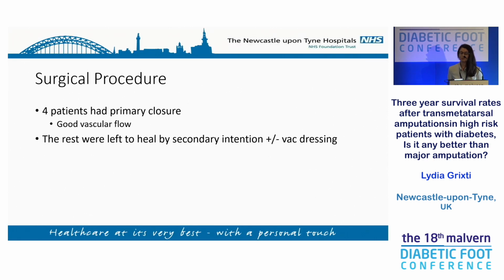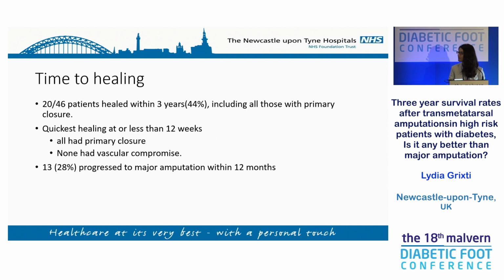We looked at the surgical procedure itself, and we found that only 4 of our patients had a primary closure. The rest were left to heal by secondary intention with or without VAC dressing. We found that 20 out of our 46 patients healed within 3 years, and the quickest healing was in less than 12 weeks, and it included only those patients who had primary closure. 13 of our patients progressed to major amputations.